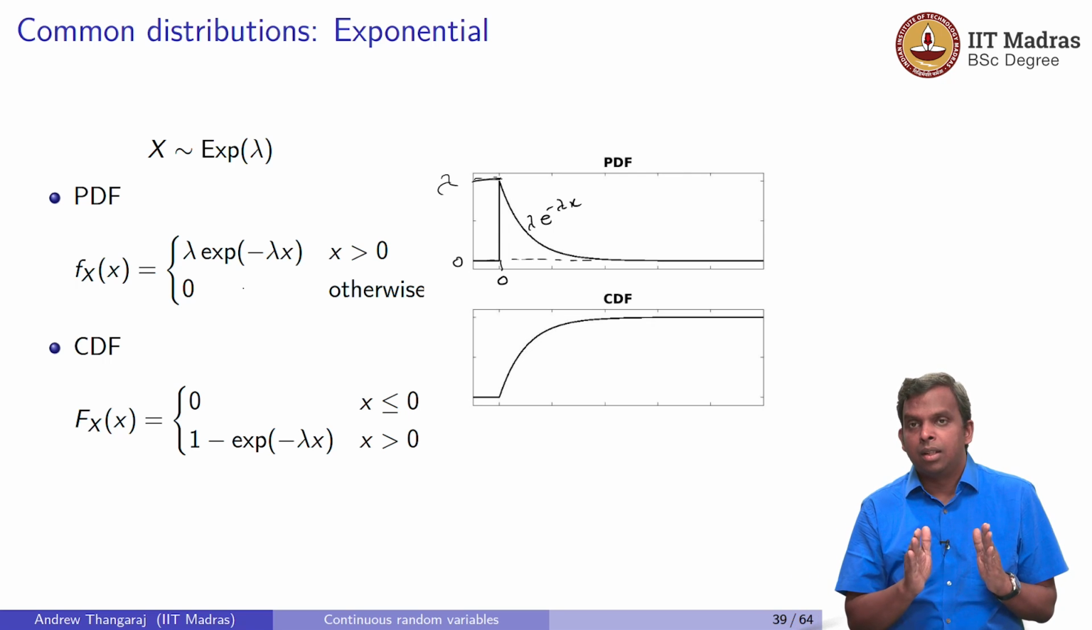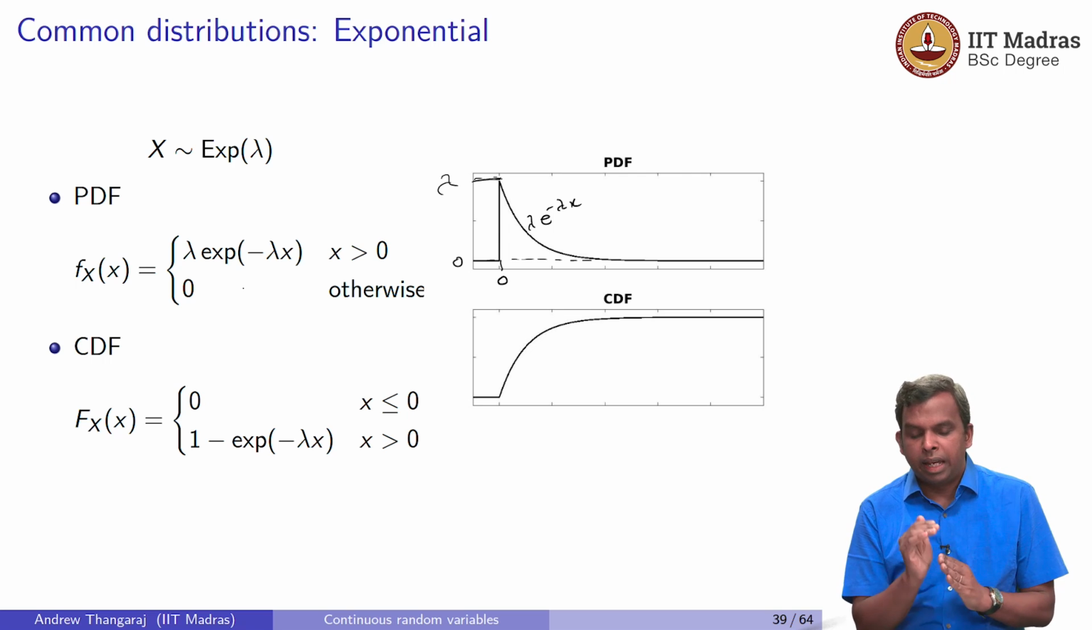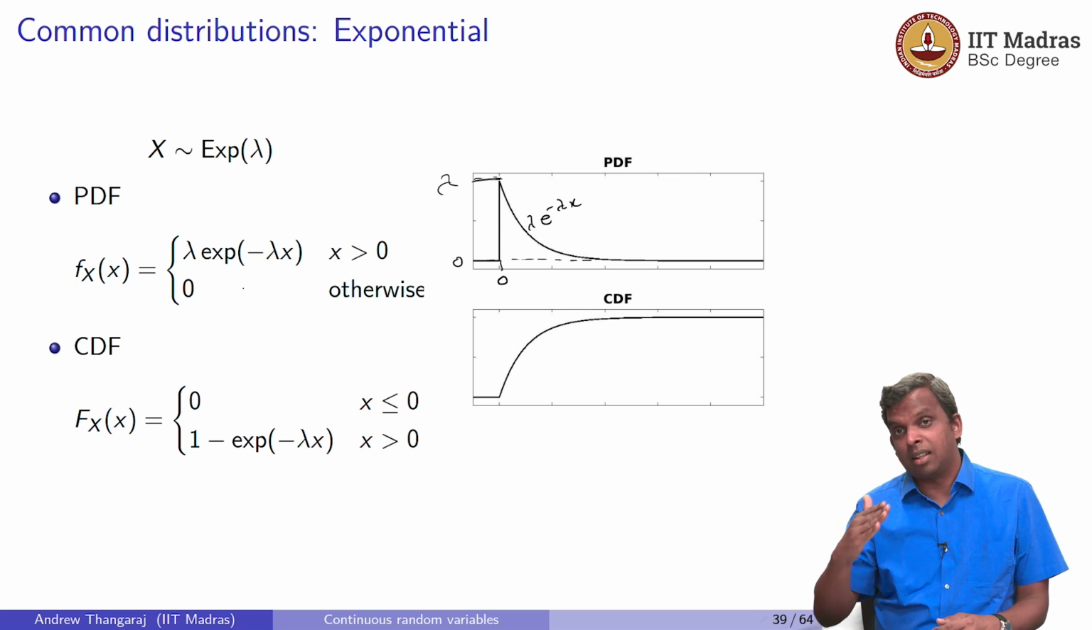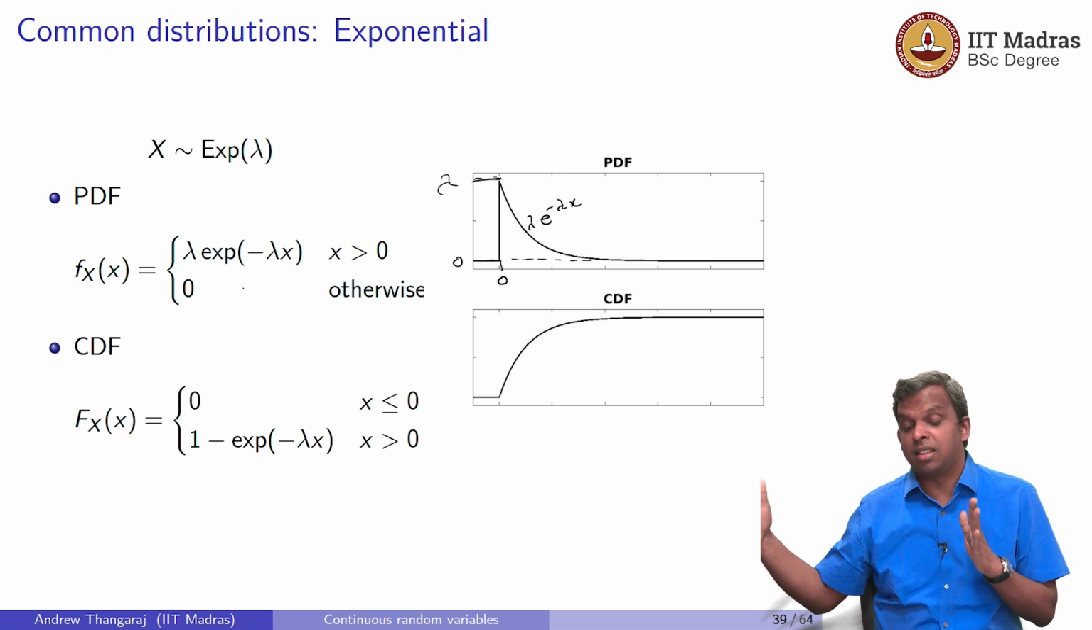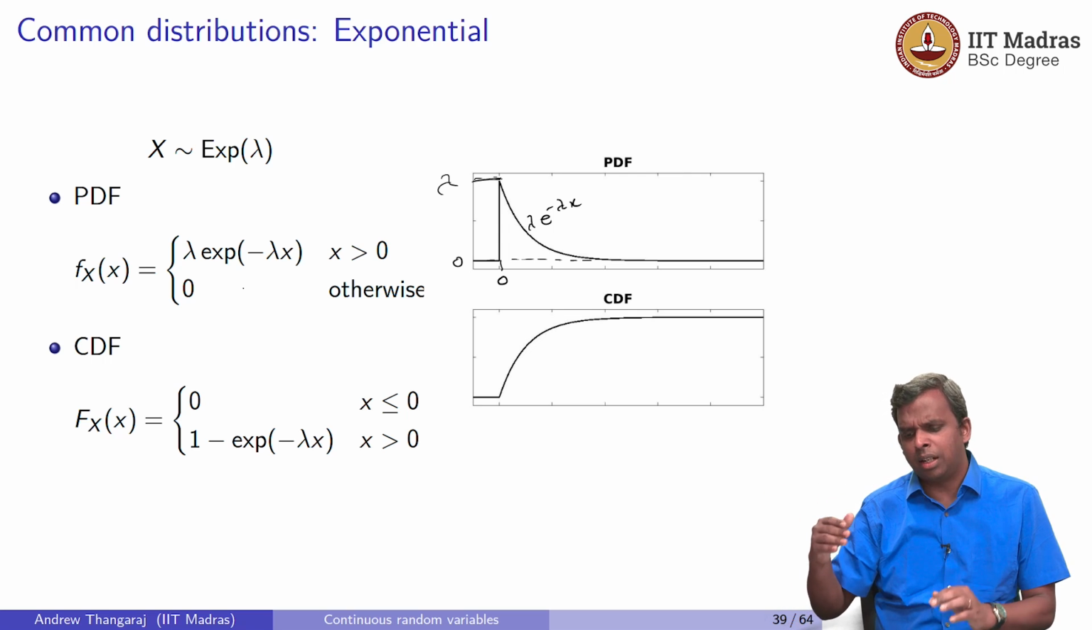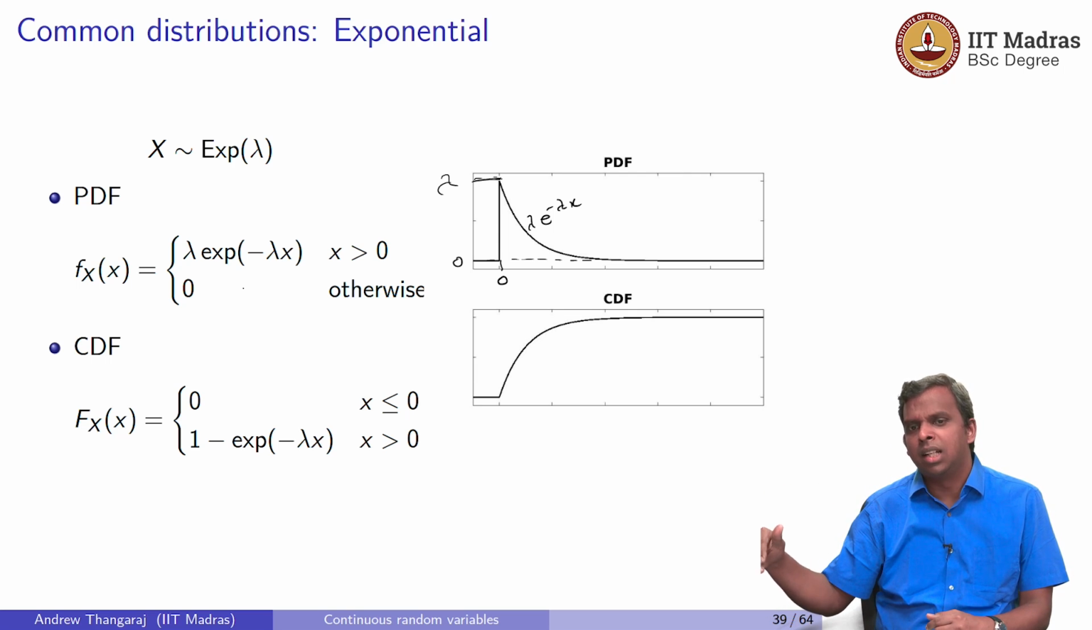Notice a couple of things that are different between uniform and this. Uniform AB, the support was finite. It was only between A and B. Exponential, the support is an infinite length set, 0 to infinity. So it keeps on going. It does fall down quite rapidly, but it never hits 0. Fx of x never becomes 0 when x is positive.